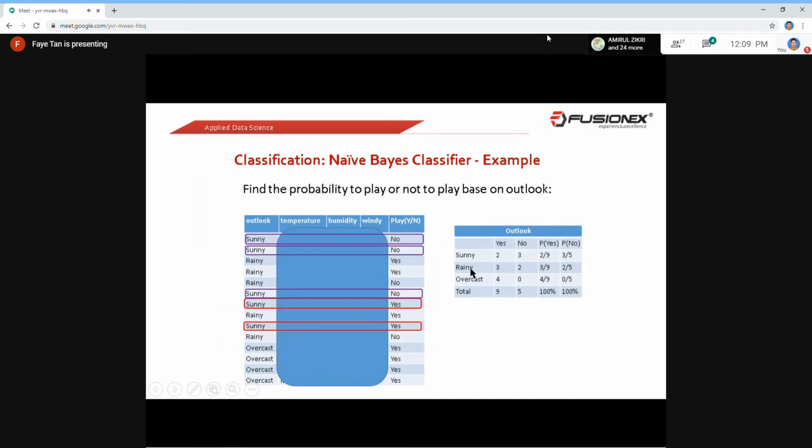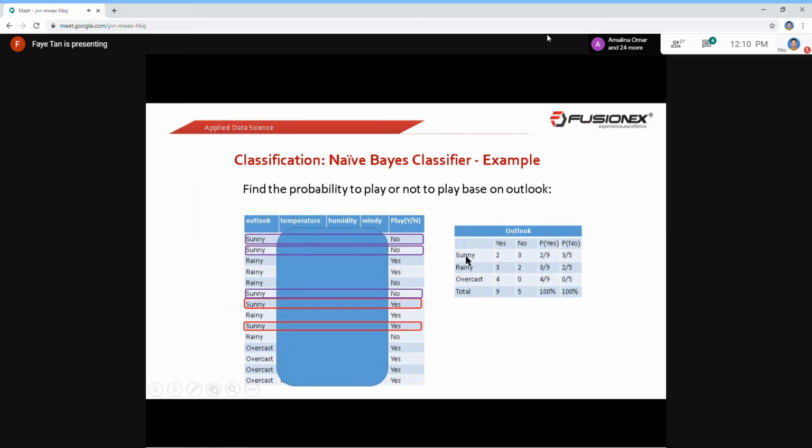Rainy, I do the same thing. I count, I have 3 yes and 2 no. Overcast, I have 4 yes and 0 no. So this is the table I'm going to get. The first 2 columns, yes or no, are just the number of them only. The other 2 columns at the back are the probability.